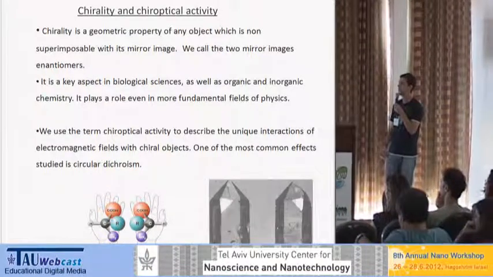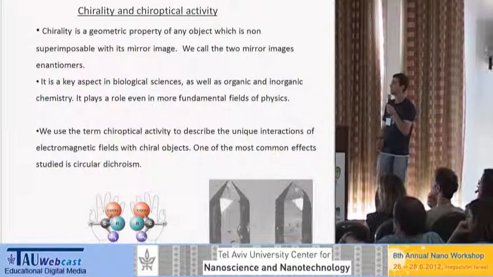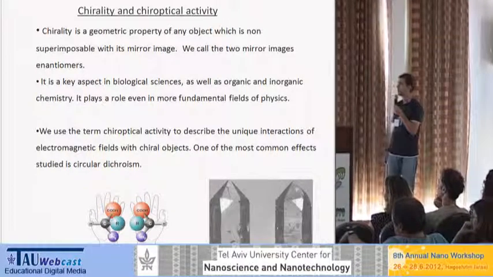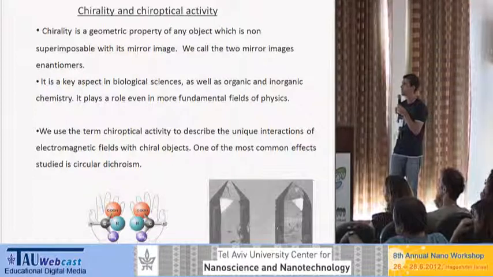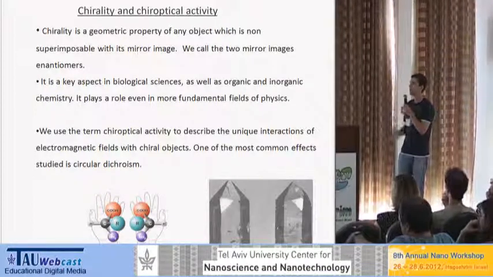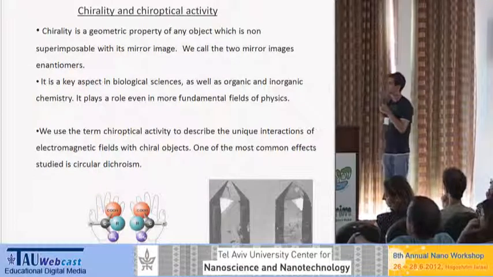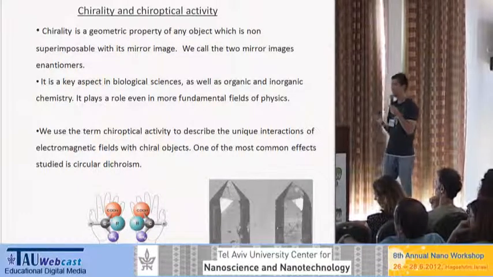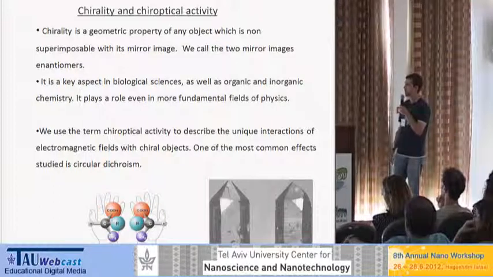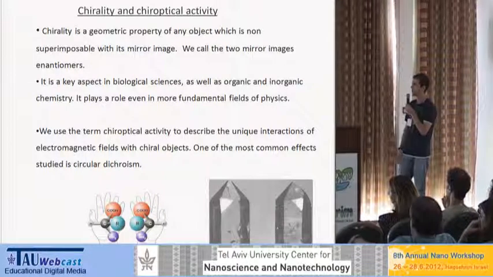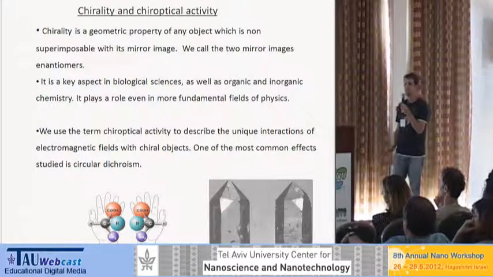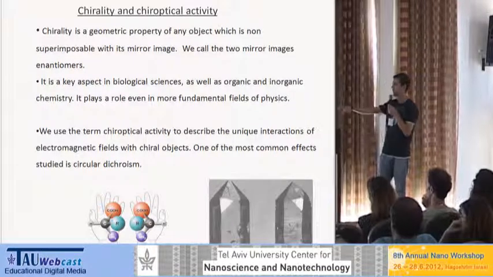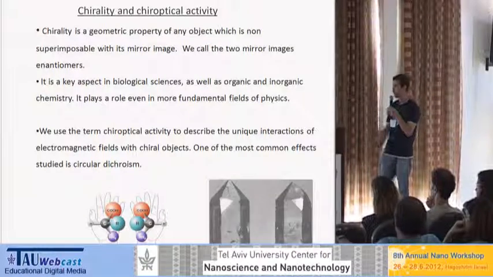And we use the term chiroptical activity to describe the unique interactions of light or electromagnetic radiation with chiral objects. One of the most common effects we study is circular dichroism. There are two images of chiral objects: the very famous image of our hands, which are chiral, of course, but in the context of this talk, also an image of quartz crystals. One of the phases of quartz is actually chiral. So it's a chiral crystal, and there are the two mirror images here.